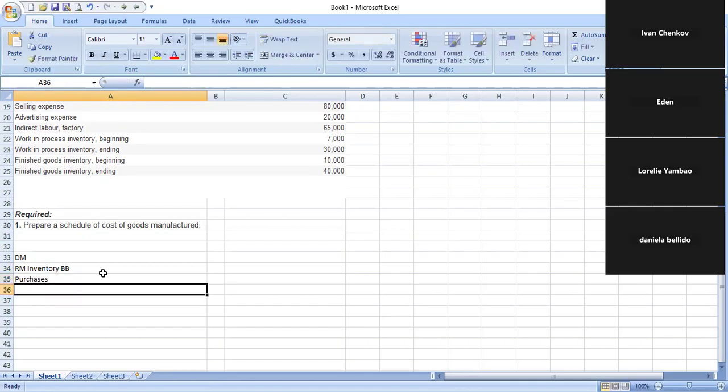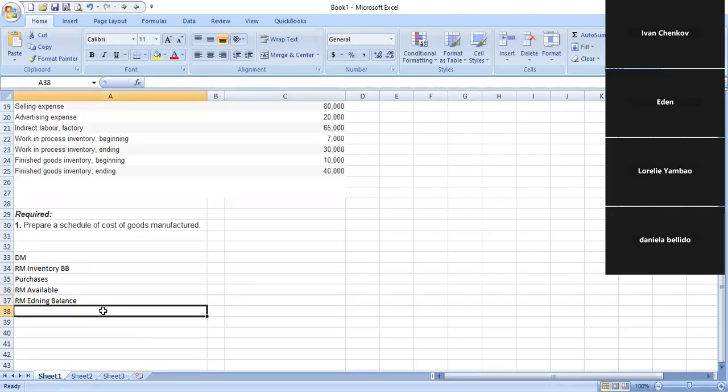Then we're going to have raw material available. And then we're going to deduct the ending balance, raw material ending balance, and we're going to have raw material used. That's the first number, raw material used. Once we get the raw material used, we're going to add direct labor.